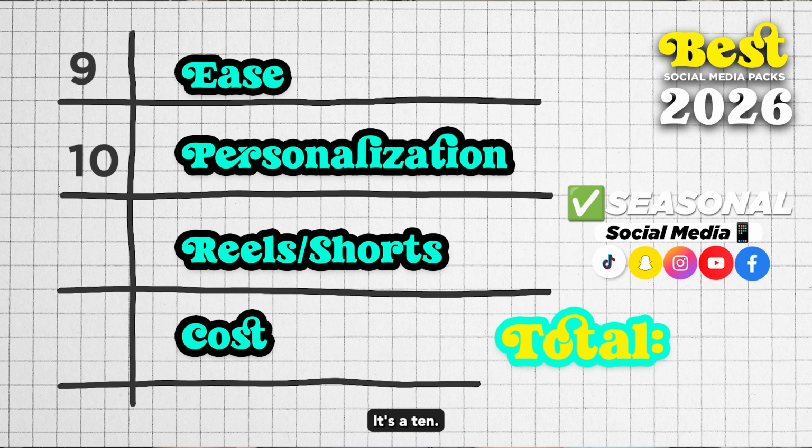The reels and shorts, it's a 10. It is based on reels and shorts. There are more reels than static graphics. There's only one post type that is a graphic or a carousel post type. The rest are all based on short form, vertical video: TikTok, reels, YouTube shorts.